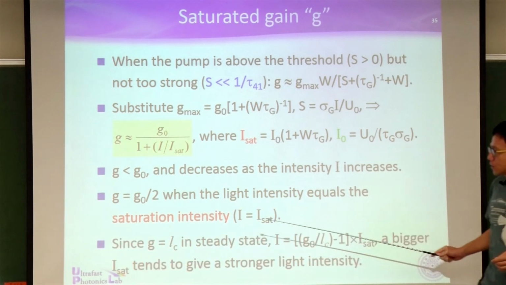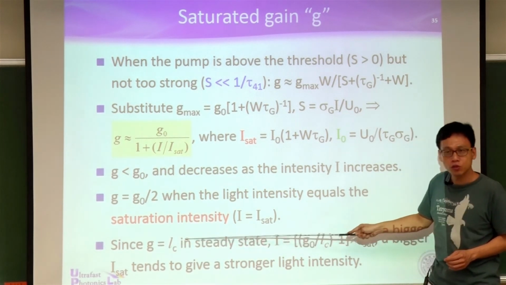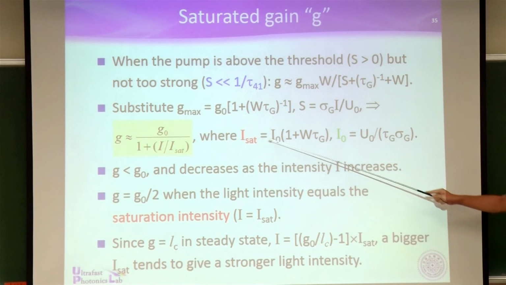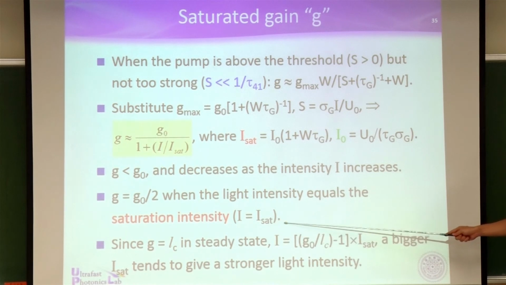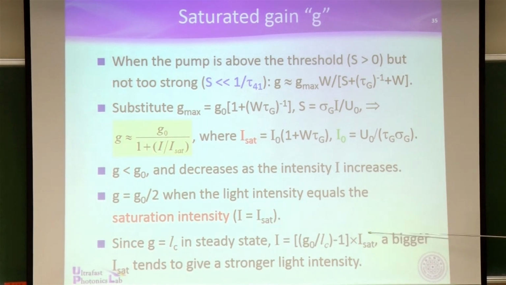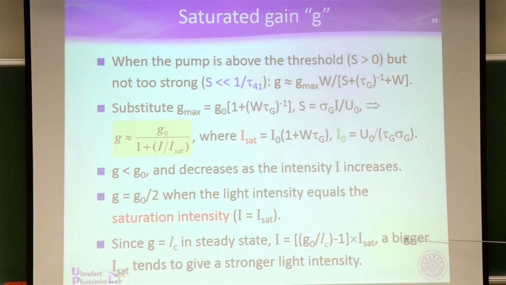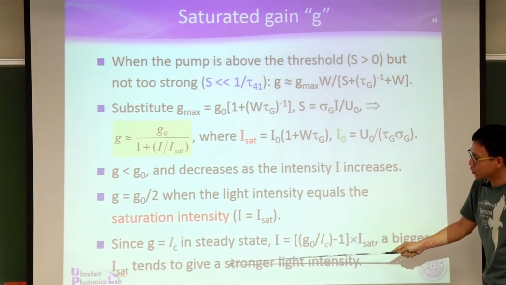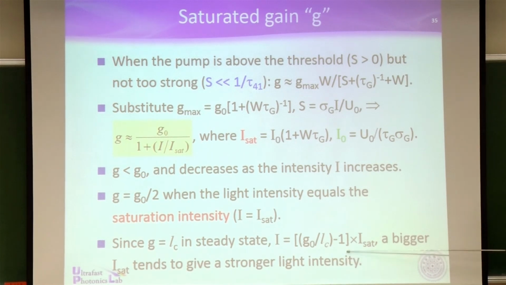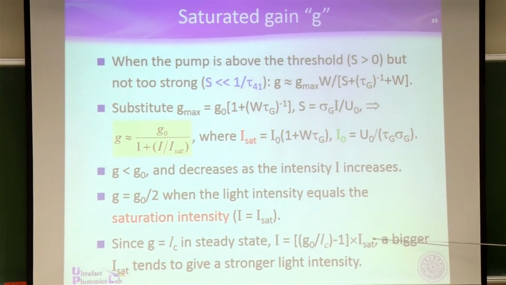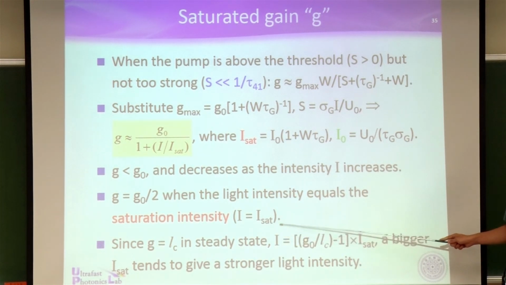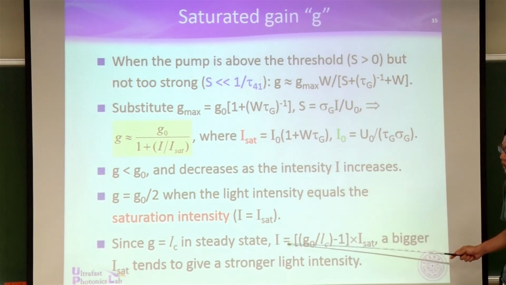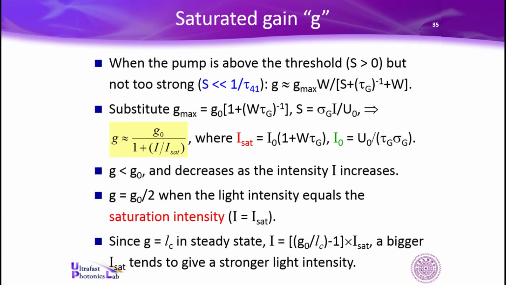Finally, since in steady state this condition is always true, you can, using this formula, write down the steady state intracavity light intensity governed by this formula. So a bigger saturation intensity tends to give a stronger steady state light intensity because it's proportional. 一个比较大的饱和光强度，通常也就代表你最后出来的光会比较亮。Okay, so when you choose gain medium, it's another guideline.